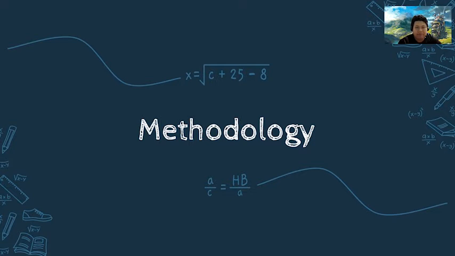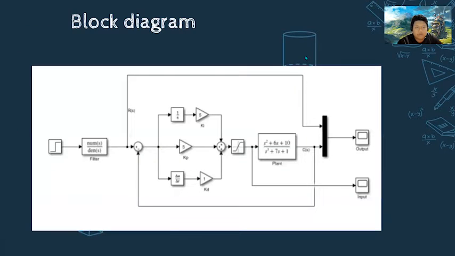I will cover the methodology. So this is the block diagram that we use for our project. We call it the control of PID. We place the filter and the signal at the first places, and we put input and output to see the waveform. This function we call saturation, to give the best plot graph.